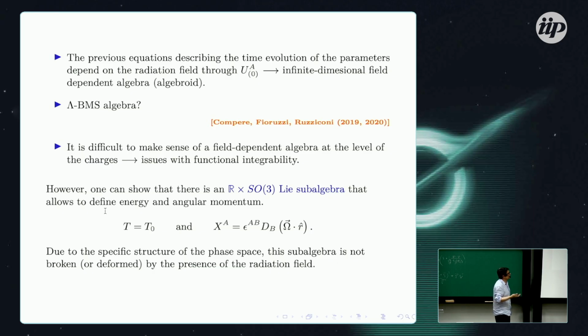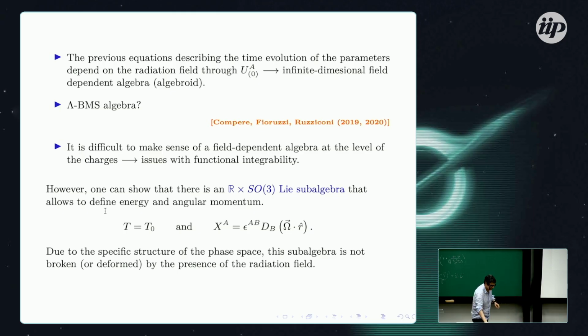In particular, immediately you will have issues with the functional integrability of the charges, because the parameters will change at any time depending on the radiation field. So it's really difficult to make sense of this. But fortunately, we were able to show that there is a subalgebra, which is really a Lie algebra, spanned by R times SO(3). This R generates precisely translations in U, the retarded null time, so we will be able to define energy. And these are the spatial rotations that allow us to define angular momentum.